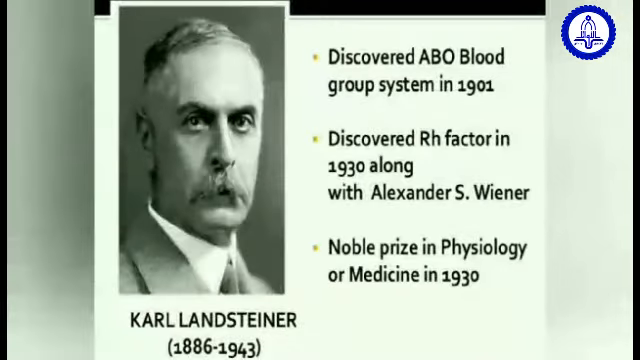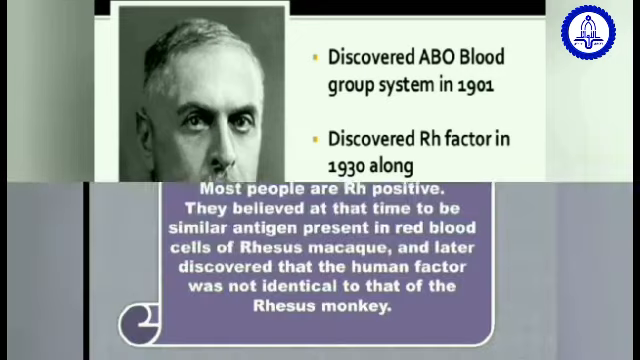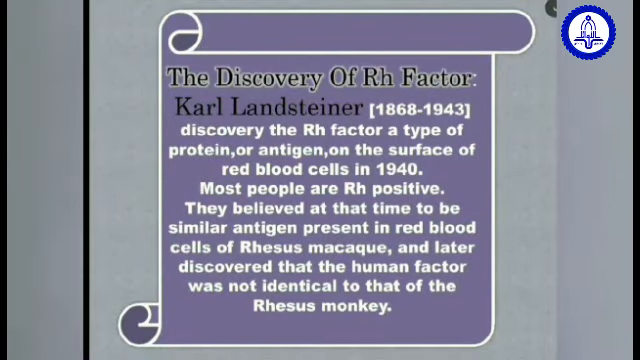This picture talks about Khayraldiin. The discovery of Rh factor, Khayraldiin, 1868-1943. Discovery of the Rh factor, a type of protein or antigen on the surface of red blood cells, in 1940. Most people are Rh positive. They believed at the time it to be a similar antigen present in red blood cells of the rhesus macaque, and later discovered that the human factor wasn't identical to that of the rhesus monkey.